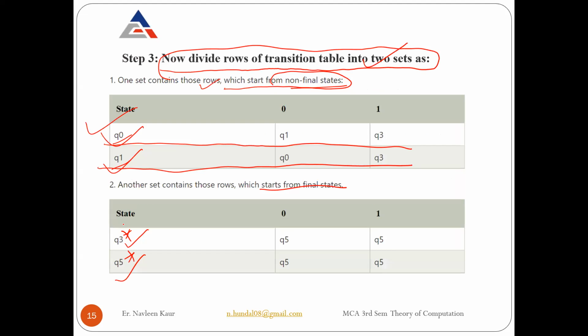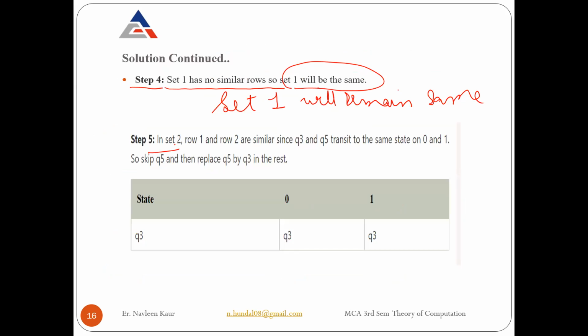Can you see that in set 2, if you focus on Q3, for 0 it is taking you to Q5, and for 1 also it is taking you to Q5. With Q5, with 0 also it is taking you to Q5, with 1 also it is taking you to Q5. It means Q3 is taking you to the same final state Q5 for 0 and 1. Q5 is also taking you to the same Q5 for 0 and 1. So in set 2, row 1 and row 2 are similar.